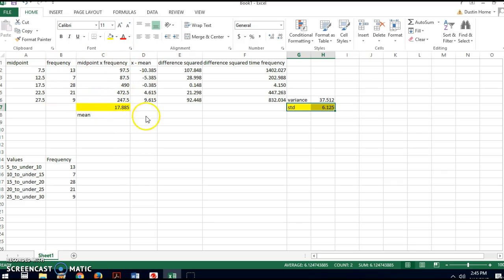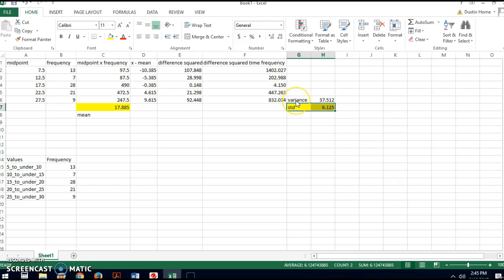Most students have no trouble getting to this point, but somewhere in here they can get lost, so just be careful. Once you find the mean, you take each one of your values. So here your midpoint is x. That's what you use for x. So you take the midpoint for each row and you subtract the mean, and then you square them. Once you square them, you multiply it back by the frequency. So you're taking each one of these numbers and multiplying it by these numbers, and that's your squared values.